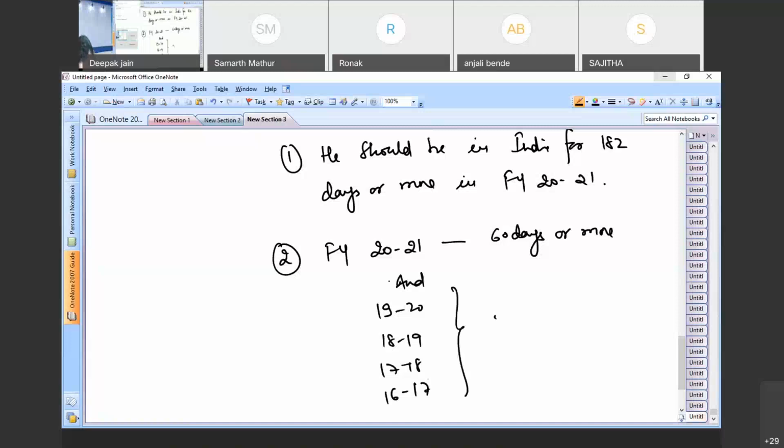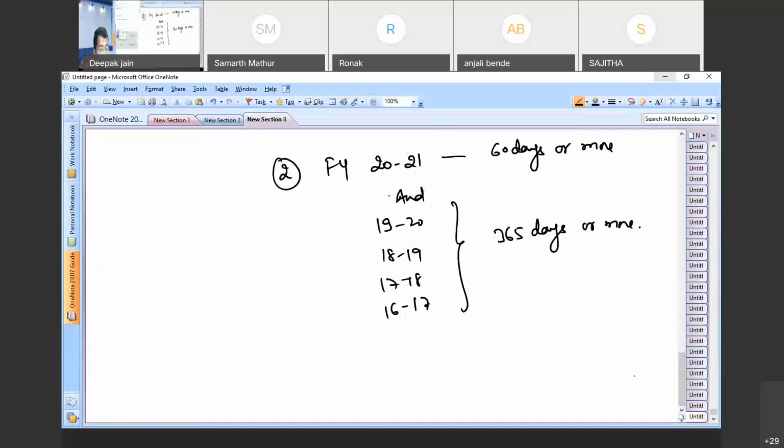He should be in India for 365 days or more. Am I clear? Additional condition.